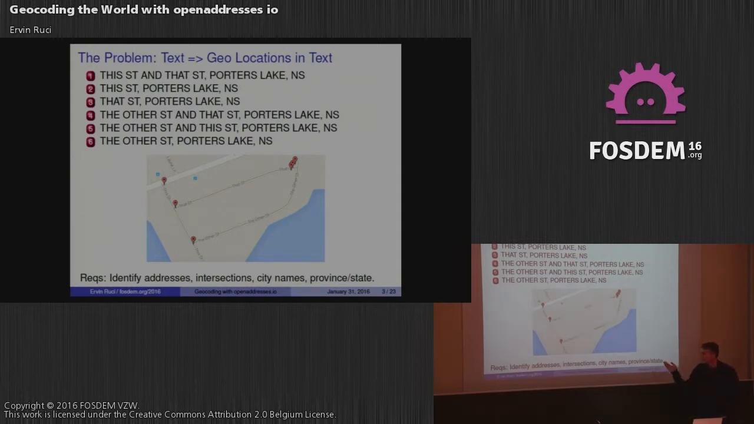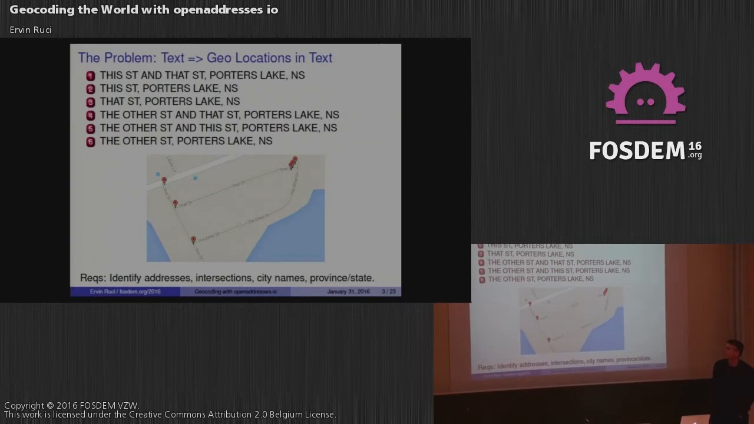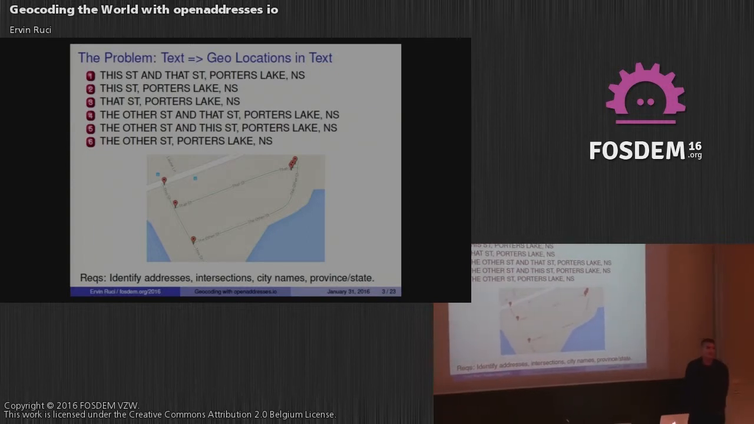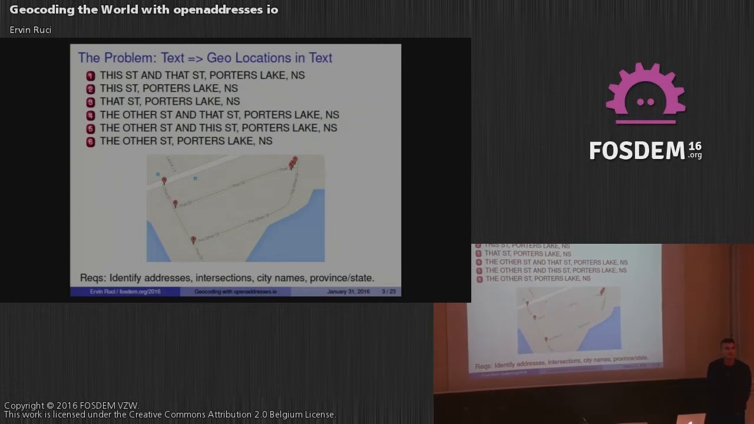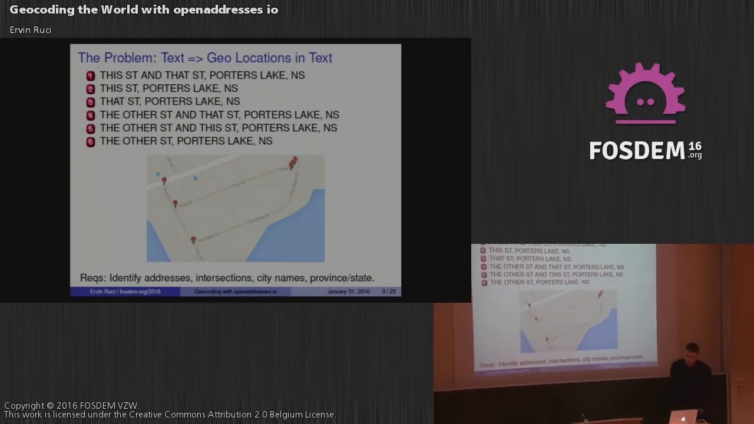So here is my problem, and the requirements are to identify addresses, intersections, city names, and the state. I've seen some academic literature in named entity recognition, but as far as extracting locations from text, they stop at gazetteer information, like country name or city name. They don't go deeper into streets like I'm trying to do.